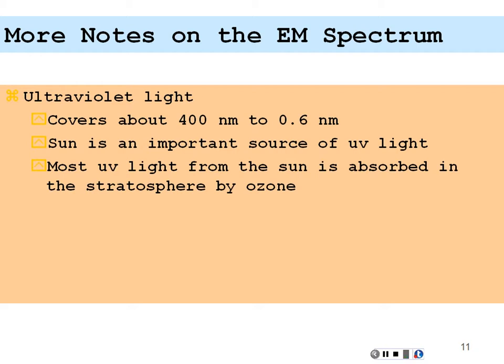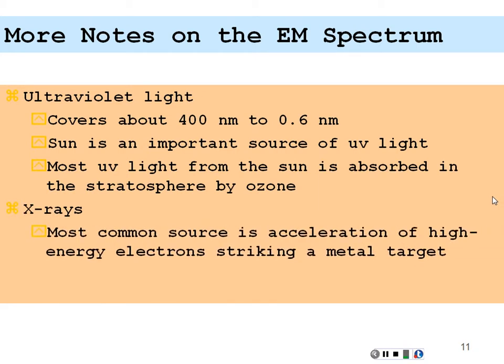If the ozone layer gets depleted, and say 2% makes it through, the result on us is 100% more ultraviolet light at the Earth's surface. So we can see why the ozone layer would be important. X-rays. The most common source is the acceleration of high energy electrons striking a metal target. This is used as a diagnostic tool in medicine.